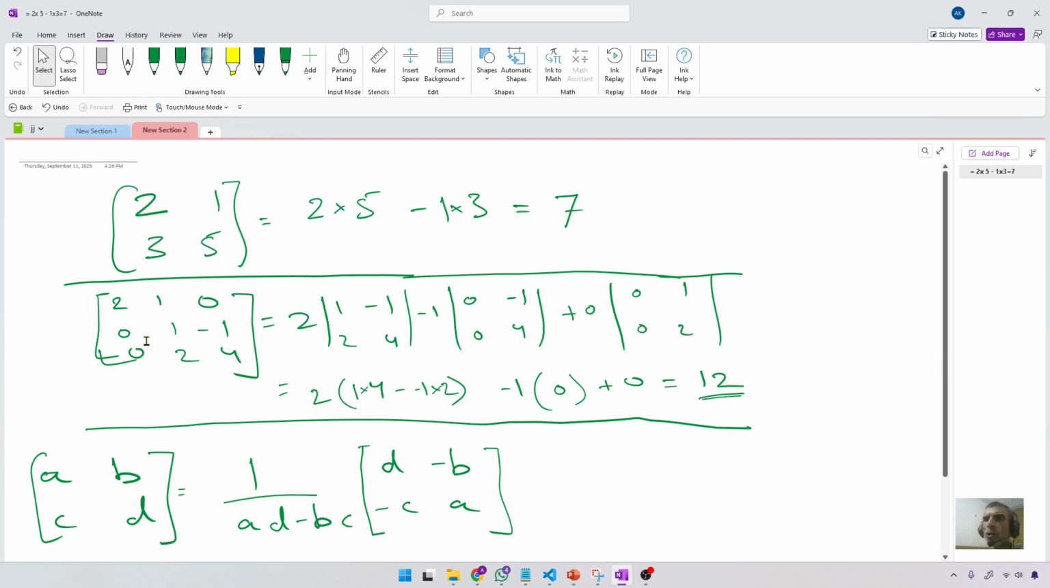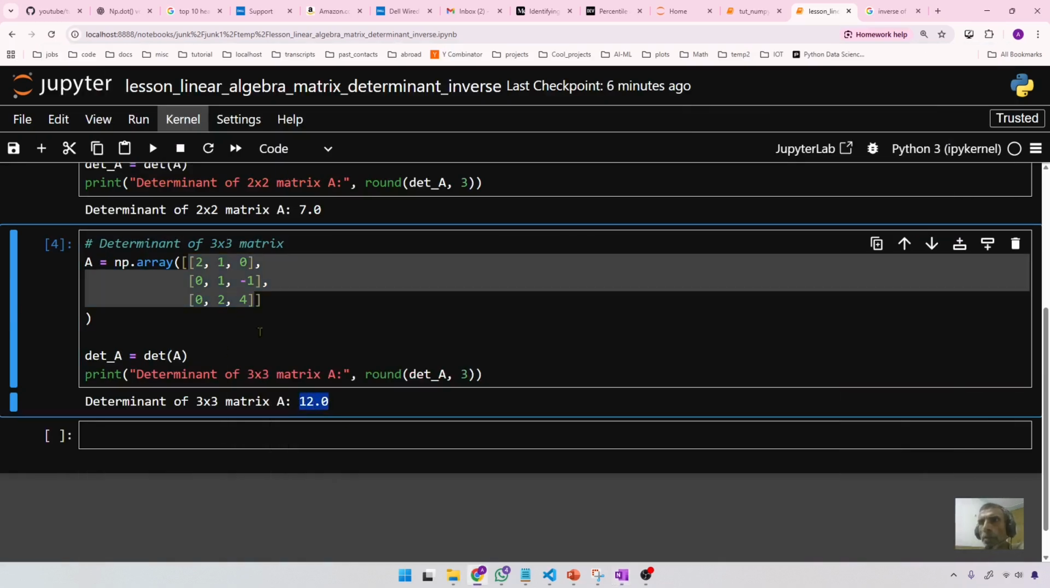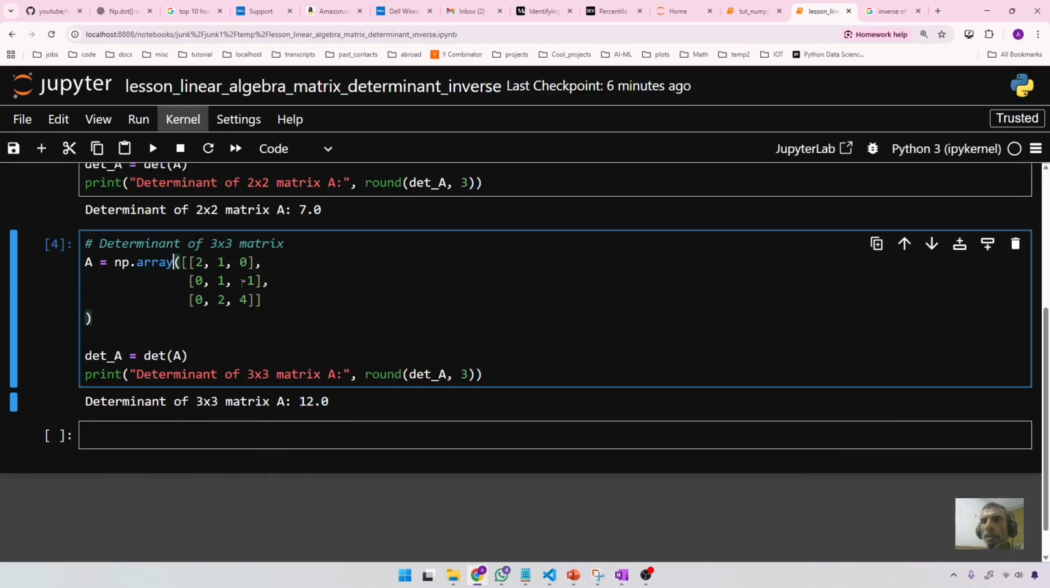I'm assuming that you know the basics of how you calculate a determinant from your high school. All right, and the answer is 12. So I just did it manually, I went through by hand, and you can see the NumPy linear algebra library gives you this inbuilt method.